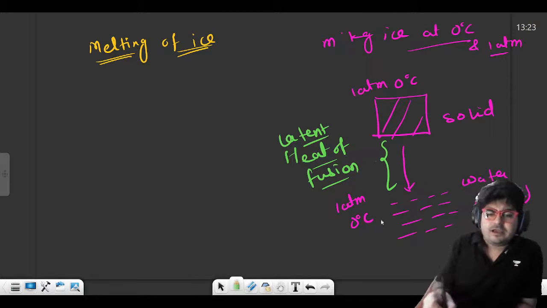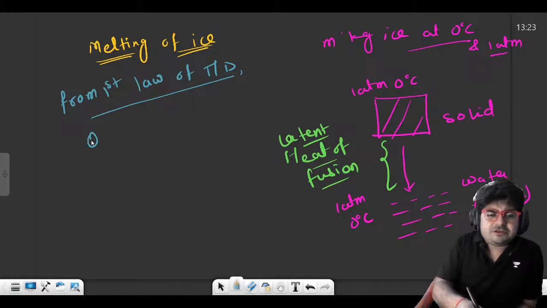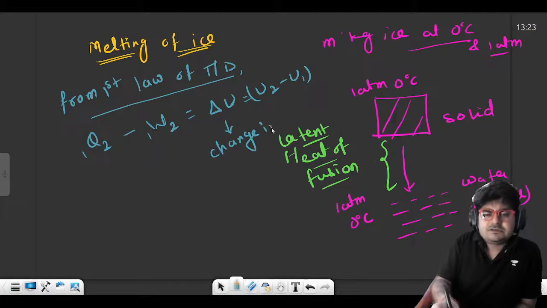Latent heat of fusion. So here, if I have to explain this from the first law of thermodynamics, you know that the first law of thermodynamics can be described as Q12 minus W12 is equal to delta U, that is nothing but U2 minus U1. So delta U refers to the change in internal energy.